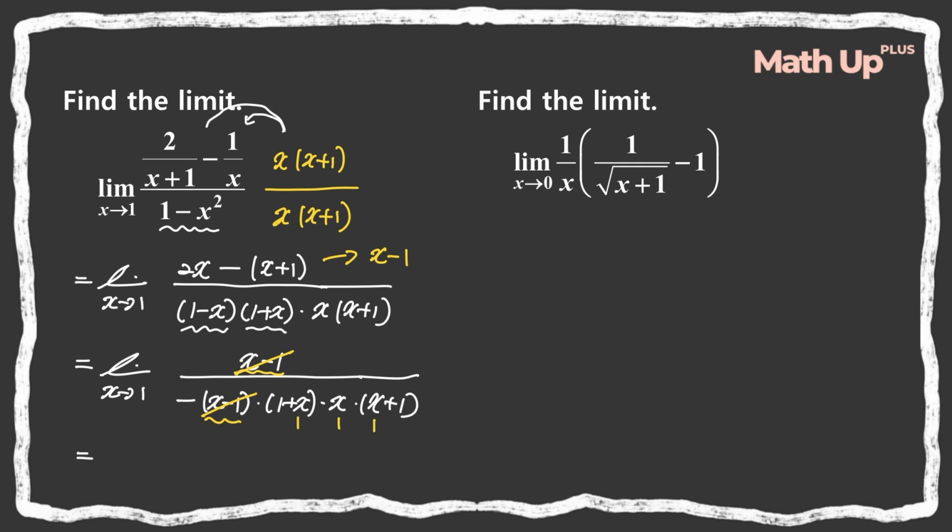That is equal to 1 over negative 1 plus 1, which is 2, times 1 plus 1, which is 2. So that's negative 1 over 4, right?